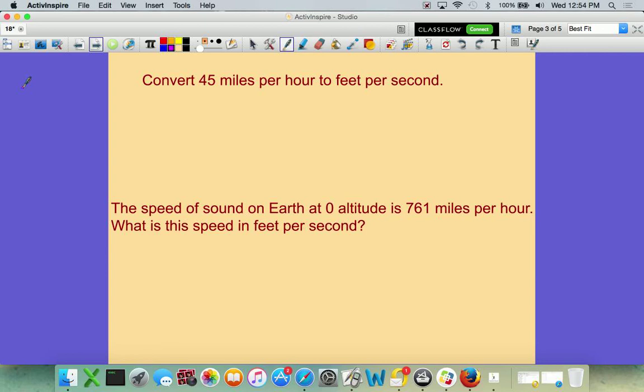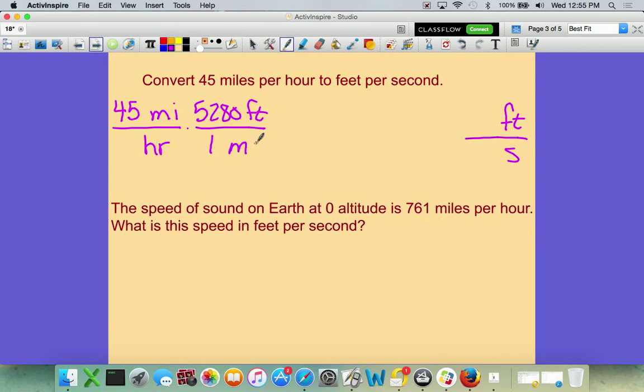Alright, next one. We can also do that with converting speeds. We want to go from miles per hour here to feet per second. Well, we write it down, 45 miles on top and hours on the bottom. Our answer needs to be feet over seconds. Then we just start converting. Well, I know that there are 5,280 feet per mile. And there go the miles. Here's my feet that I want over here, so we're done with that.